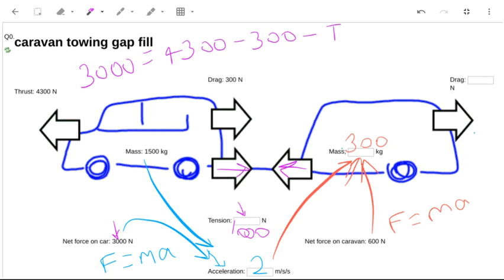Now that tension is also pulling the caravan forwards, because you'll see I've got an arrow acting this way and one acting the other way. So I've got 1,000 newtons pulling the caravan forwards. So let's use the same trick again. The 600 newtons net force on the caravan, that's all the forward forces, 1,000 in this case, minus all the backwards forces, which is the drag. I don't know the drag, but now it's quite clear that the drag has to be 400 newtons.